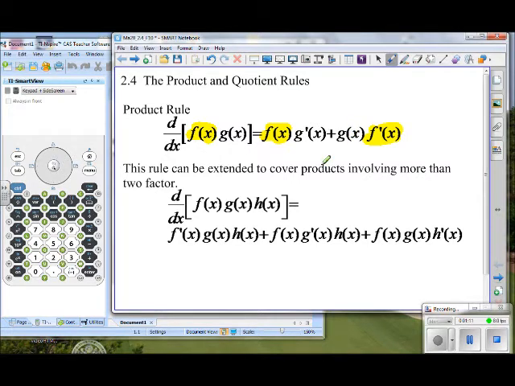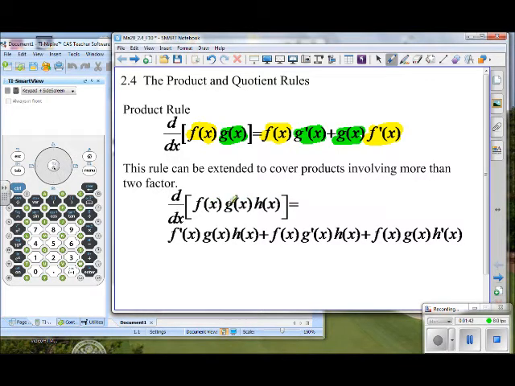the second function. Let's look at g of x, and notice that we do in fact have g of x in both of these, but in the first one we're looking at the derivative of it, and in the second one we have just the function itself. So in both of these we have the product of both functions, but we use the function of one times the derivative of the other, and we switch which one has the derivative. Now this rule can be extended to more than two factors.